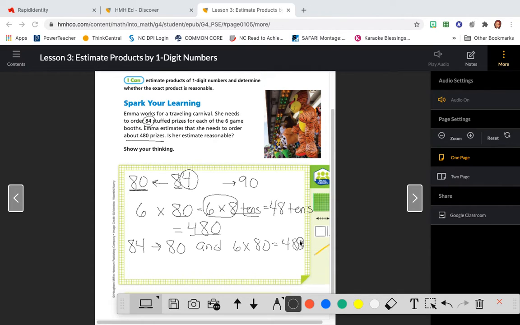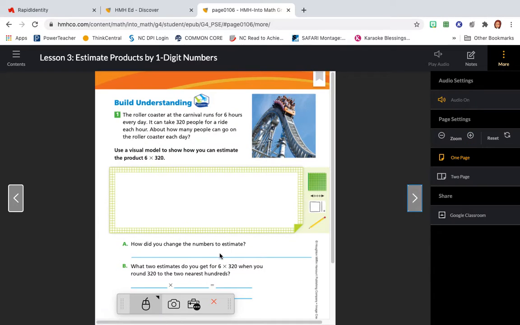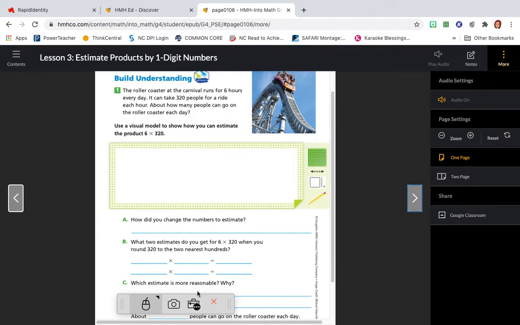Let's go to page 86. And if you need to, you can pause the video and finish completing the Spark Your Learning. Let's go to page 86. And let's look at build understanding.